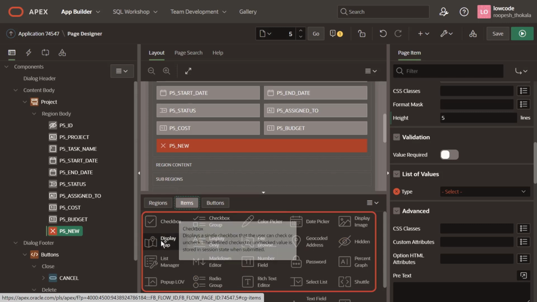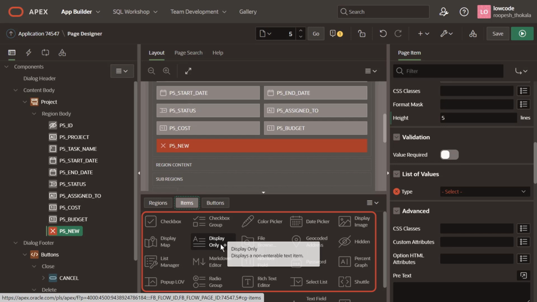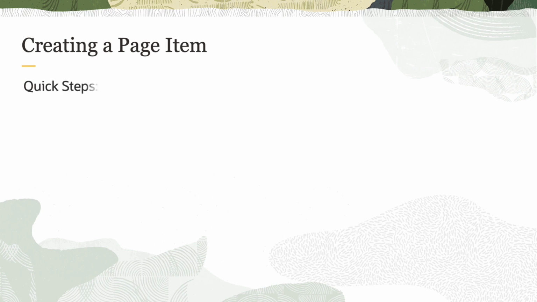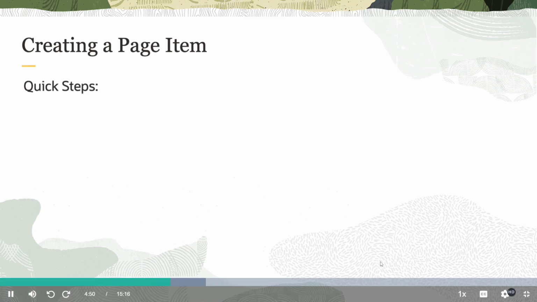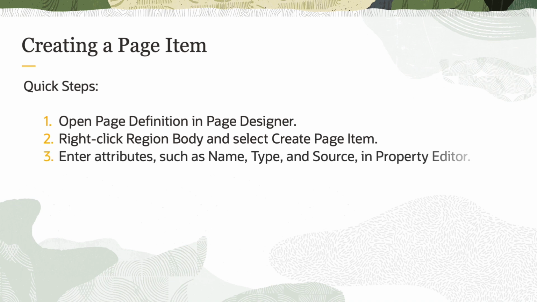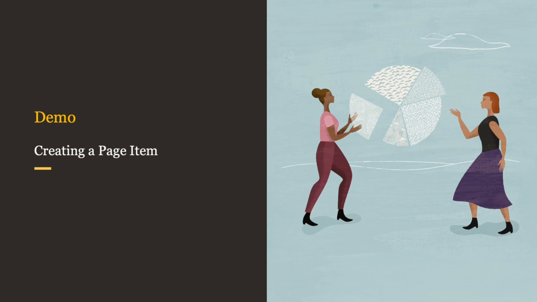In the gallery layout, hover over each of the item types to read more about what each item does. To include any of these items into your layout, just drag and drop the item onto the layout, or right-click on an item, select Add to, and select the location you would like to add. Let us quickly review the steps involved in creating a page item. First, you open the page definition in the page designer. Right-click the region body and select Create Page Item. Enter the attributes such as name, type, and source in the property editor. And finally, click Save. You can also click Save and Run Page to see how the page item appears on the page. Now, let us look at a demo of creating a page item.